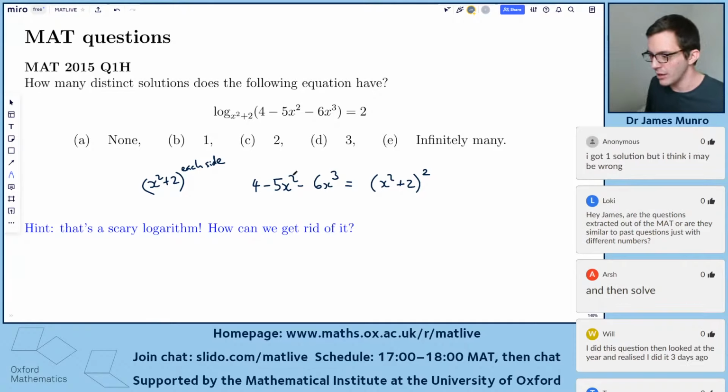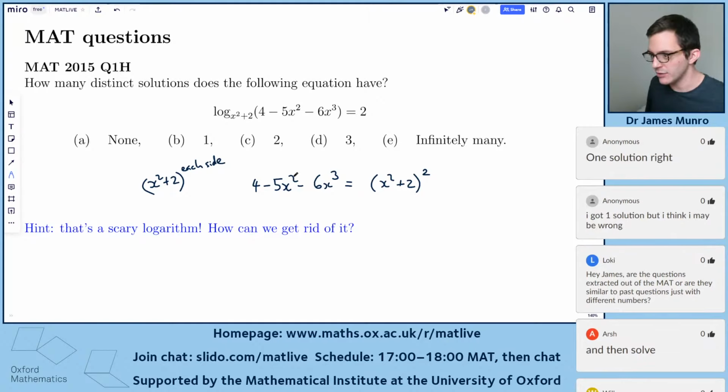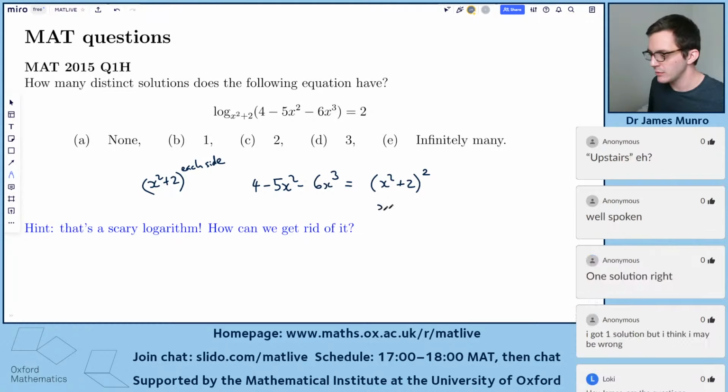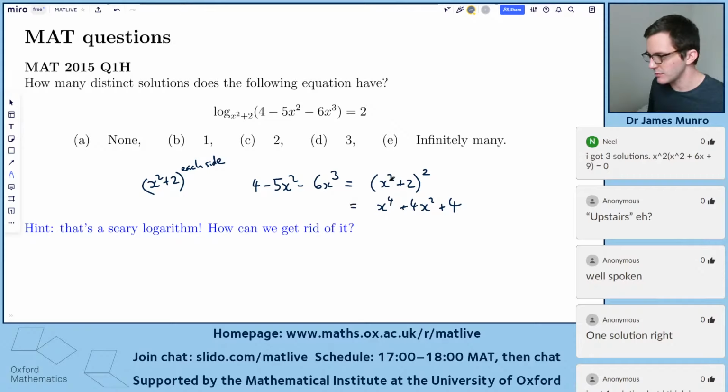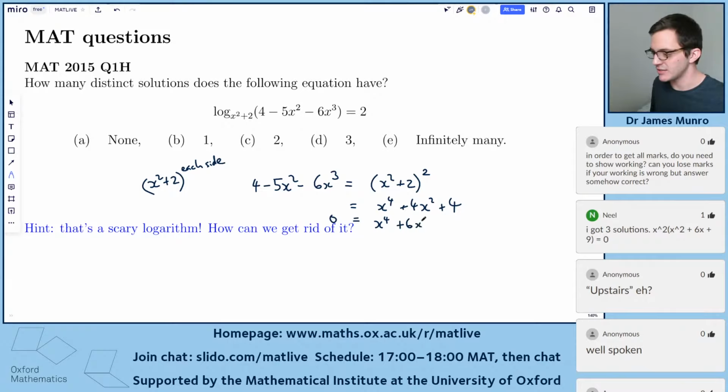There we go. And then we can rearrange that, I think. And things are going to be okay because I'm going to get a 4 on both sides when I multiply out this square. Oh, right, good. Okay. So we get 0 is x to the 4. What do I have here? Plus 6x cubed. And then I've got plus 9x squared.